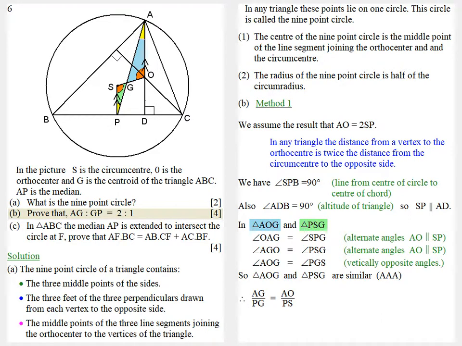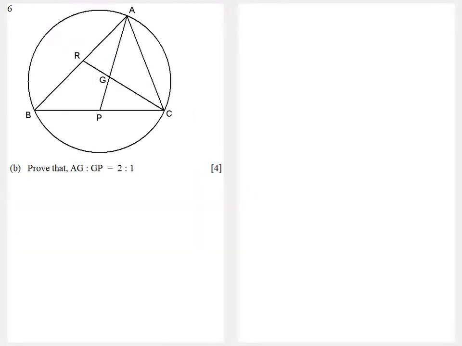Now that means the ratio AG over PG is equal to the ratio AO over PS, which we know is 2 to 1. So that tells us the ratio AG to PG is equal to 2 to 1. Now, if we did not know that AO is equal to 2SP, we could still prove the result. Again, we're trying to prove that AG to GP is 2 to 1. And we could use a different method.